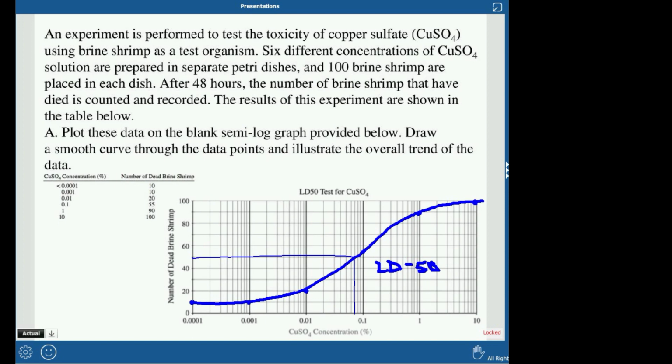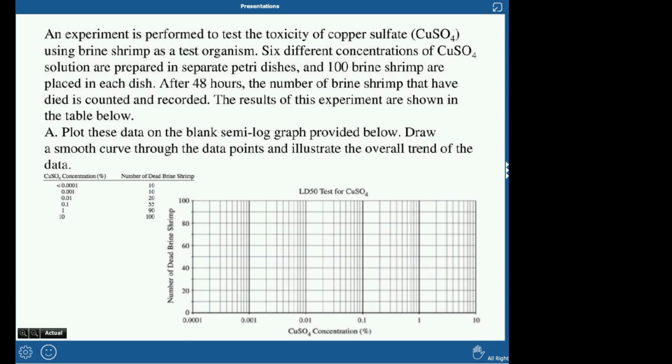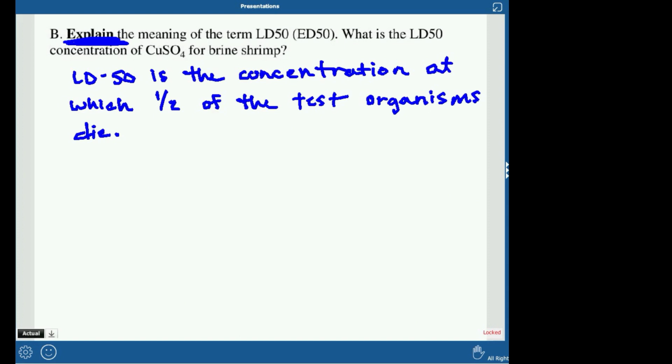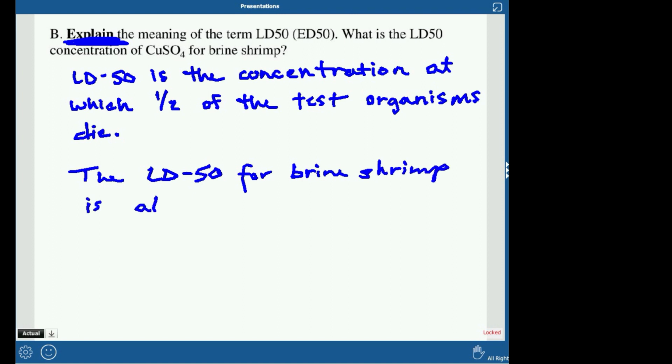I haven't looked at this close enough to see what these different lines mean. So we'll just put the brine shrimp, and we'll just put that, okay? Now let's go to the next slide.